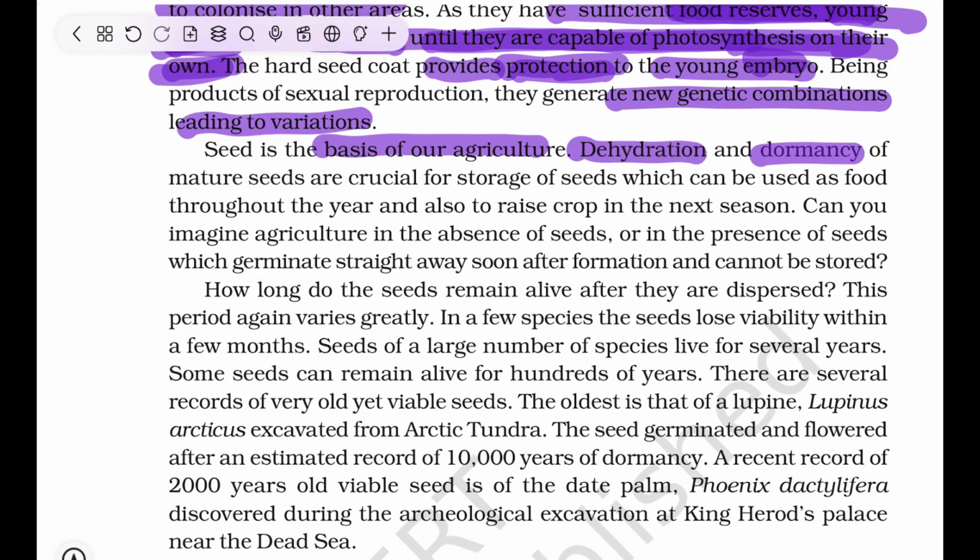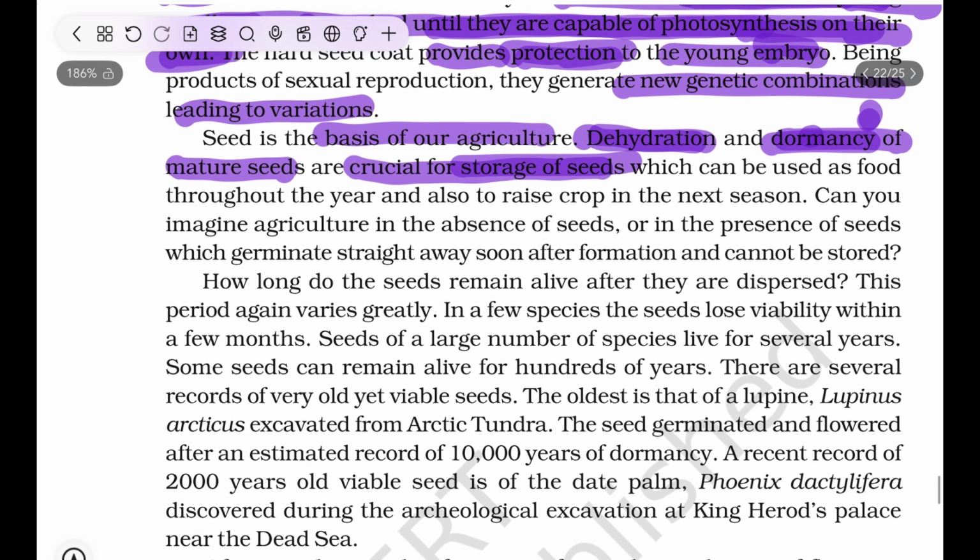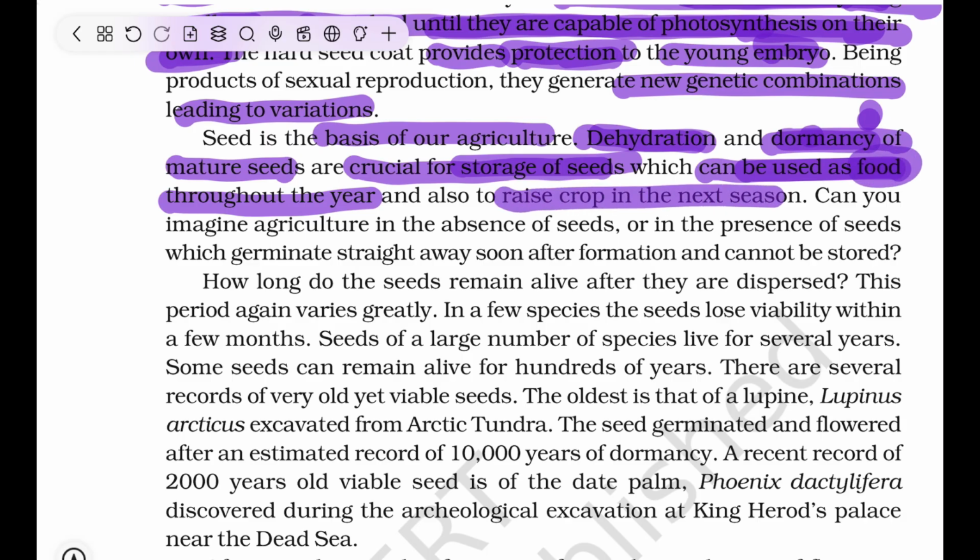Dehydration, removal of water, and dormancy, the inactive state of the embryo of mature seeds, are crucial for storage of seed. Basically, these are the techniques to store the seeds. For example, when a seed is inactive in dormancy, we can conserve, preserve, or store it, right? Or when they dehydrate or become dry, we can store it, and it can be used as food throughout the year. We have many different types of seeds, so they can be used for food purposes or also to raise crops in the next season. Definitely we can use them for the next season.